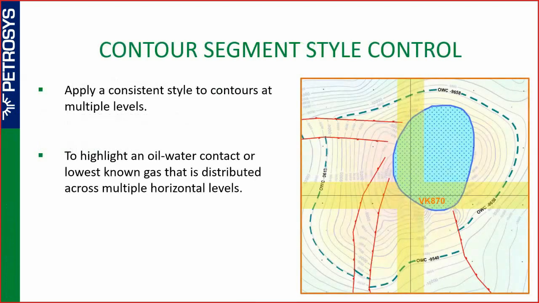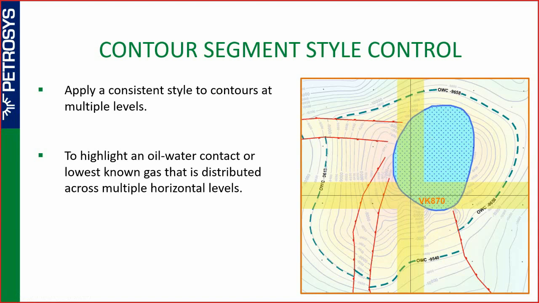So I'm going to start off by looking at the new contour segment style control, where you can now apply a consistent style to individual contours that exist across multiple levels. Why is this useful? Well, it allows you to highlight a contact that's distributed across multiple depth levels throughout different structural compartments of a prospect, such as these compartments around this salt dome here.